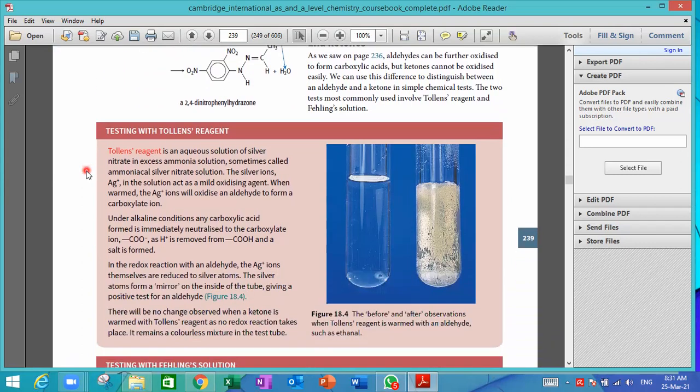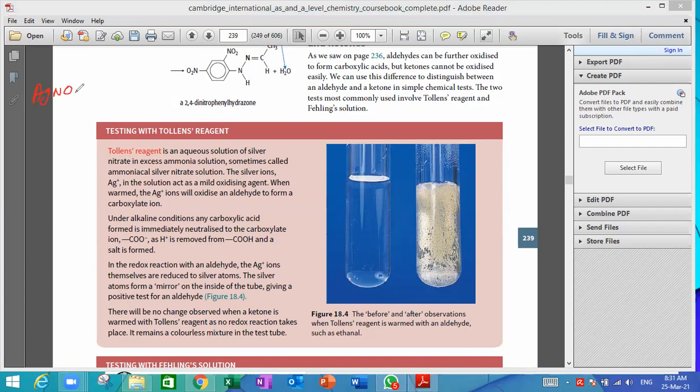Now we said that in order to know that we have an aldehyde or a ketone, we add 2,4-dinitrophenylhydrazine, and we get the orange precipitate. Now we know that we have an aldehyde or a ketone, but which one of them is the aldehyde and which one is the ketone? Then we have to find tests to distinguish between aldehydes and ketones. The first test here is using what we call Tollens reagent. Tollens reagent is ammoniacal silver nitrate. It means silver nitrate dissolved in ammonia.